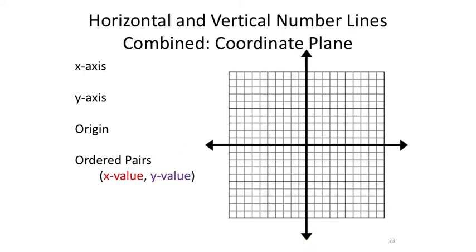Now, there's some vocabulary that you have to be familiar with so that when I refer to it, you're not like, what are you talking about, right? So first up, we have the x-axis, which is the horizontal number line right here. All right, now we have the y-axis, which is the vertical number line right here.